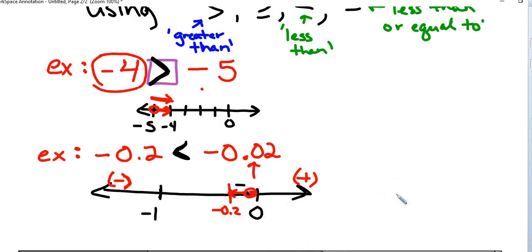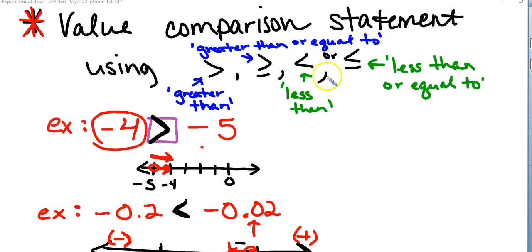Now, when we're working with inequalities, sure, less than and greater than work out great when we have numbers or values. What if we have what's called a changing or independent or dependent value, something that changes? Okay? Or maybe there's more than one answer. That's where our greater than or equal to and less than or equal to really come in handy.